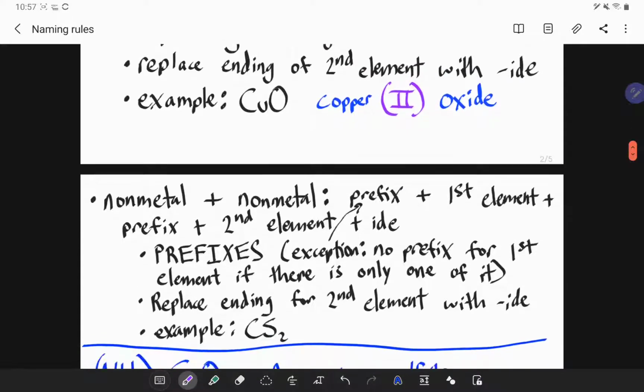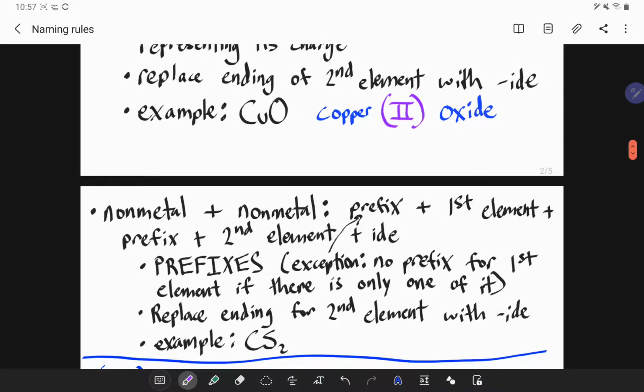All right, we have one final scenario, except for acids, which I'm going to cover in a whole other video. Next, we have a nonmetal bonded to a nonmetal. And this is not including acids, so not including a nonmetal that's starting with hydrogen, so hydrogen bonded to something else. We'll talk about it later. So a nonmetal bonded to a nonmetal.